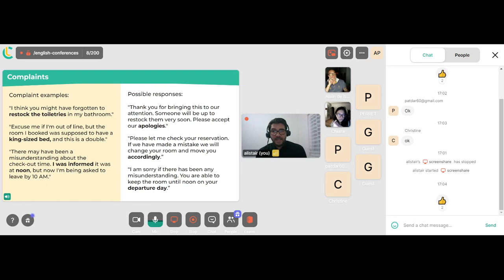Okay, let's have a look at complaint number 3. There may have been a misunderstanding about the checkout time. I was informed it was at noon, but now I'm being asked to leave by 10 a.m. Possible response: I'm sorry if there has been any misunderstanding. You are able to keep the room until noon on your departure day.